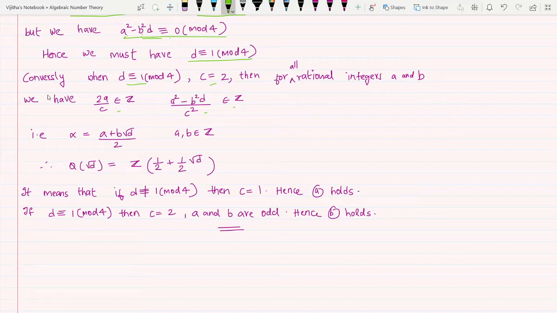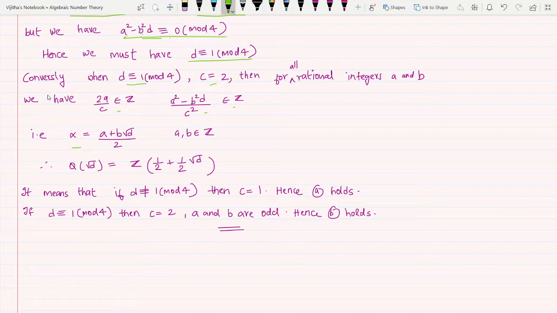Because c equal to 2, c square will become 4. And we have a square congruent to 1 mod 4, b square congruent to 1 mod 4, and d congruent to 1 mod 4. So this divided by 4 is an integer, because all these are multiples of 4 divided by 4. So the coefficients are elements of z. It means that alpha is an algebraic integer. So alpha equal to a plus b root d by 2, with c equal to 2, is an algebraic integer.